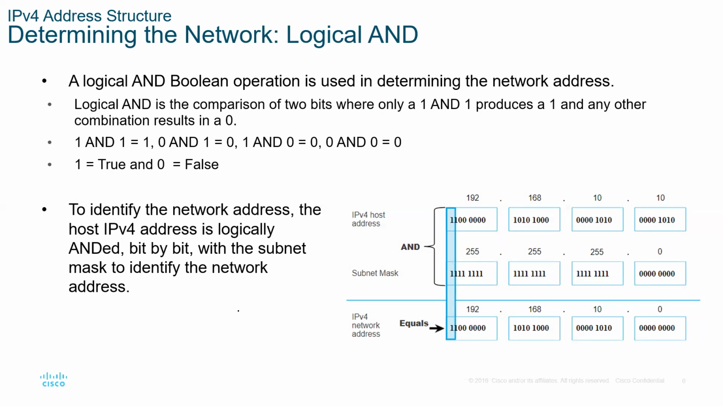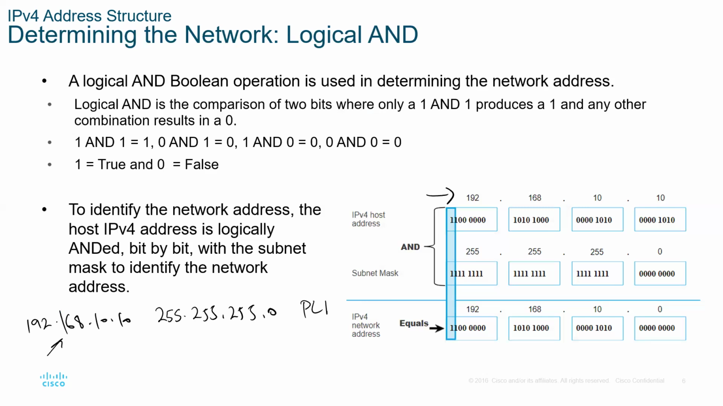Determining the network. How do I determine the network address? Let me put it this way. I have this address, the IP address of my device, 192.168.10.10, and the subnet mask is 255.255.255.0. That is the IP address, let's say, of PC1. That is a unique identifier of PC1 over the internet. If I want to communicate with PC1, I send whatever I'm sending to this address because it leads me to PC1.